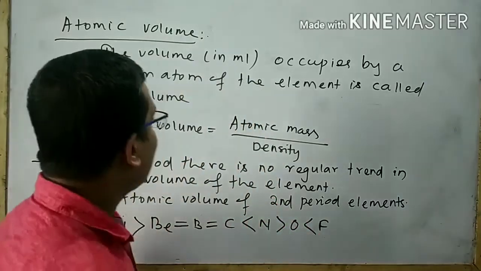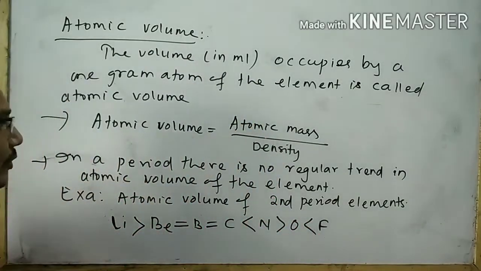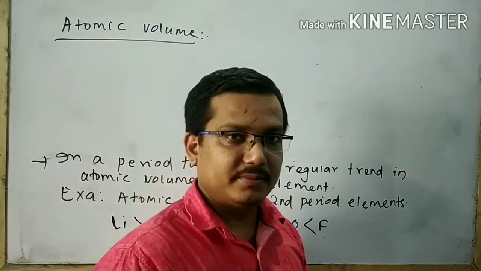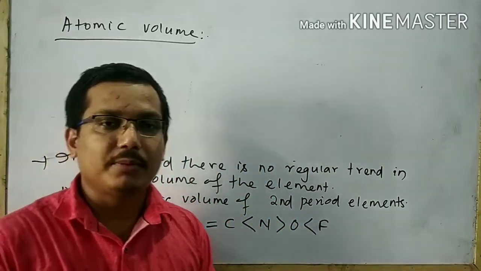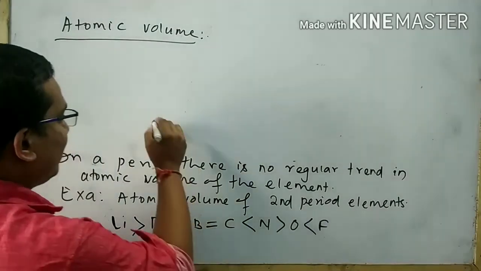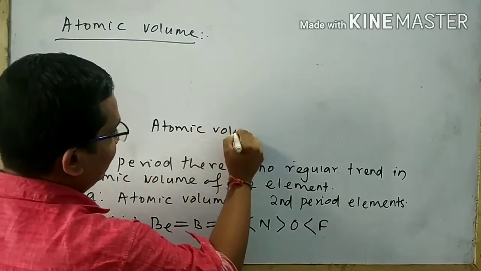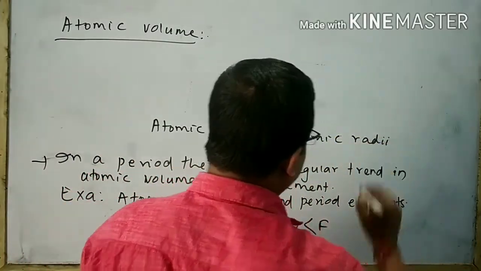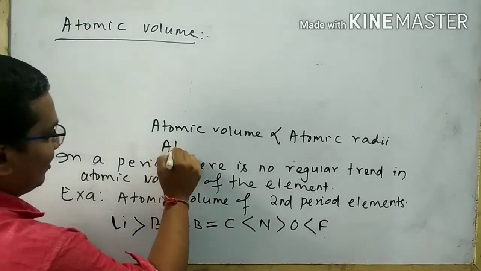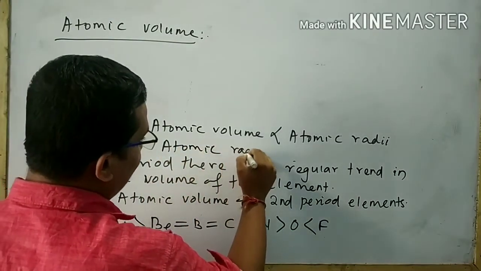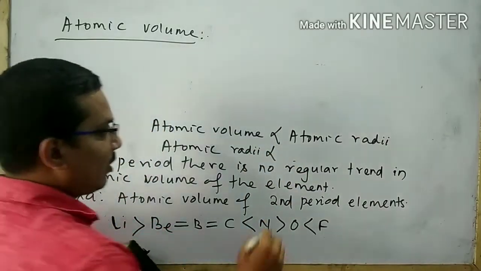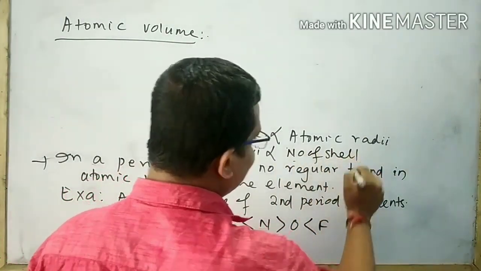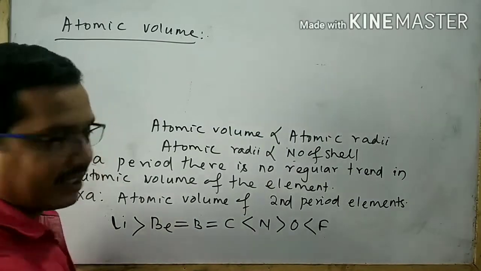Next I will discuss the atomic volume variation in a group. We know that the atomic volume depends upon the atomic radii. If the atomic radii increases, then the atomic volume obviously increases. Atomic volume is directly proportional to atomic radii. Again we know that atomic radii is directly proportional to the number of shells. If the number of shells increases, then the atomic radii obviously increases.